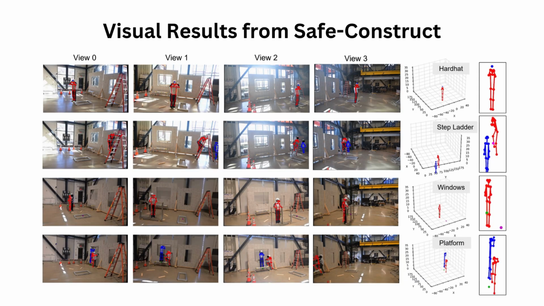Now let's look at some results. Here, we show both safe and unsafe scenarios with 2D reprojections of workers and objects. Safe examples include wearing a hard hat or properly climbing a ladder while being assisted. Violation cases include improper handling of large objects like windows, or multiple workers on a platform simultaneously.